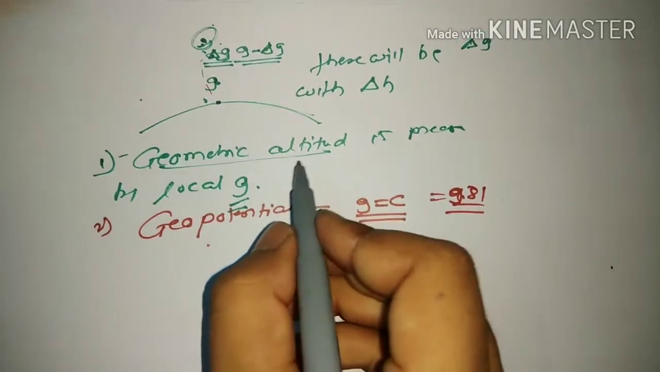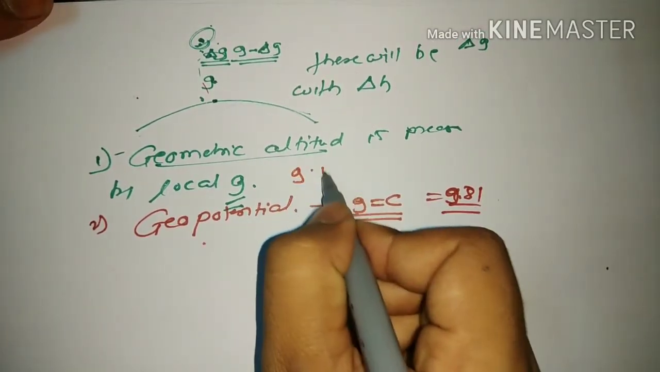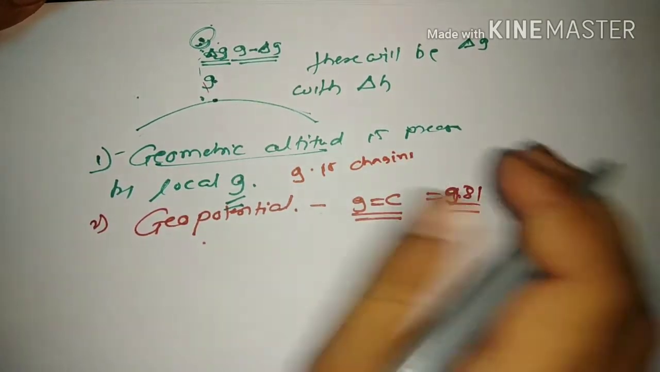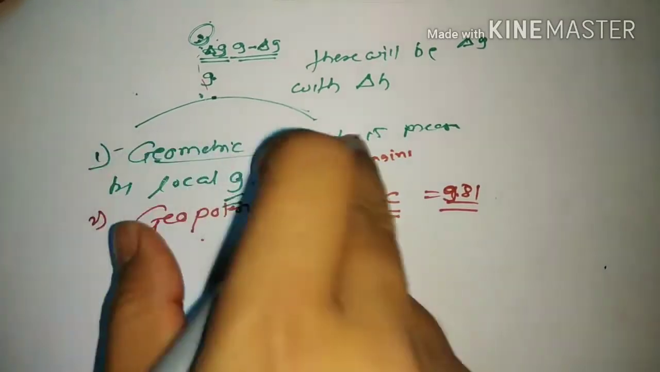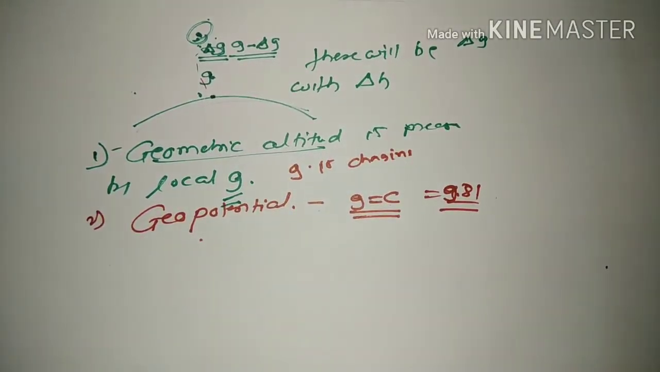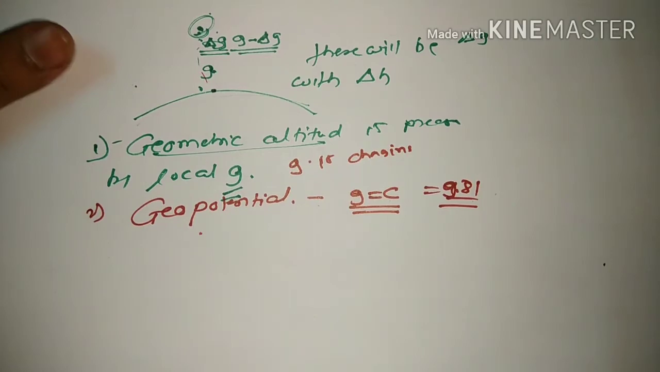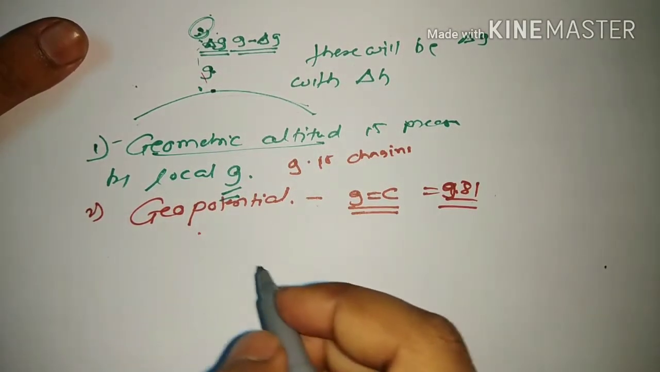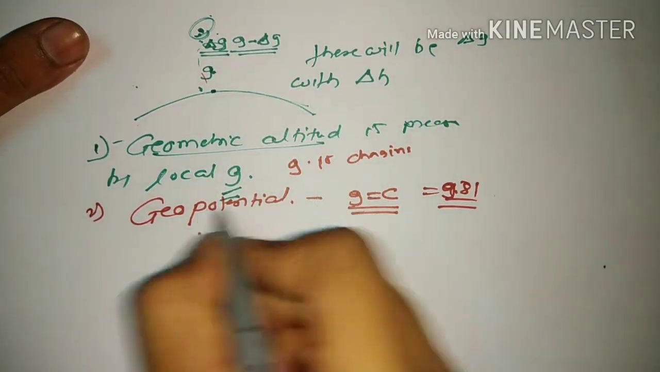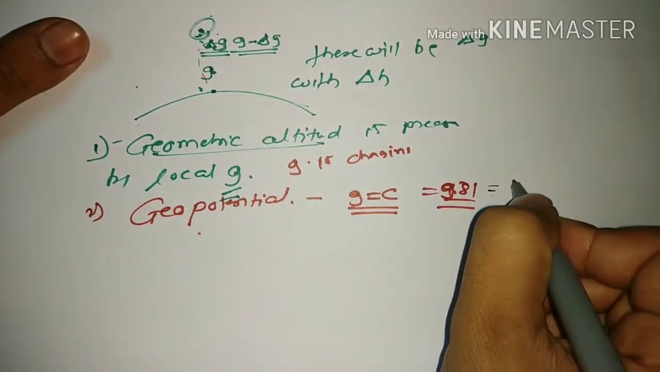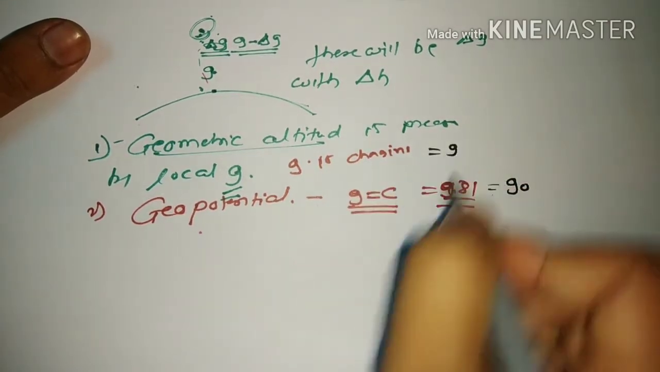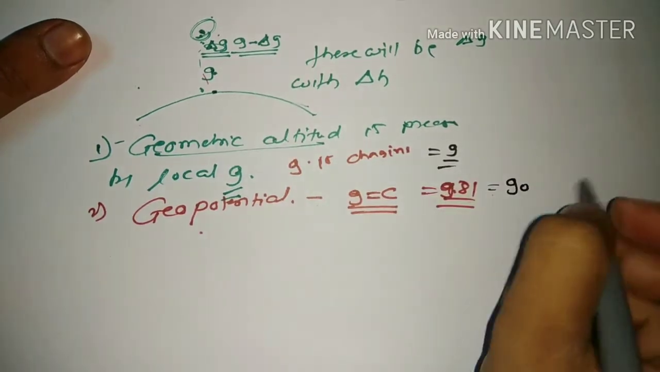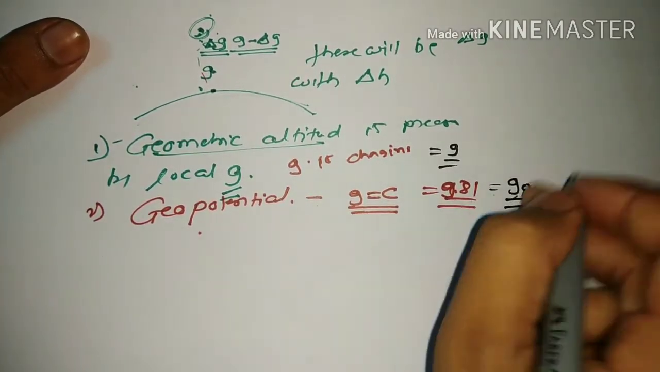That is the difference: here g is changing, and here g is constant. That is the only difference between geometric and geopotential altitude. So there is a relation between the geopotential and geometric altitude. We denote the local g by g, and the constant g by g0.